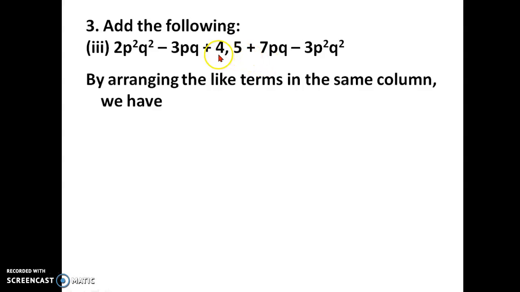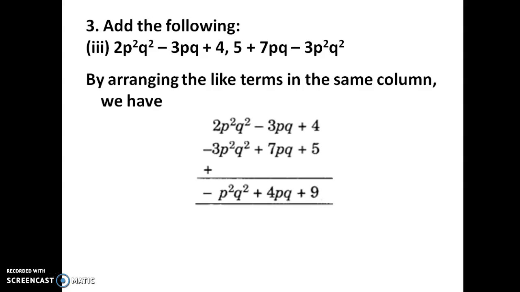Okay. Then this is a constant and 5 is a constant. 4 and 5 are constants, so these are like terms. Rearrange it in such a way that they come in the same column. After rearranging and writing, I will write like this. What we are going to do is add these two polynomials. So put the plus sign here. So 4 plus 5 is 9.